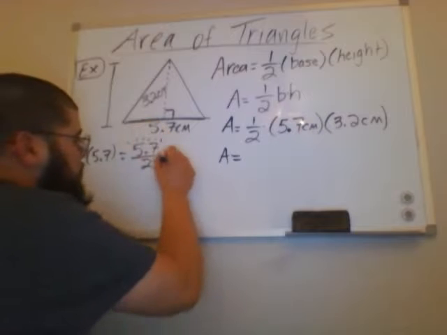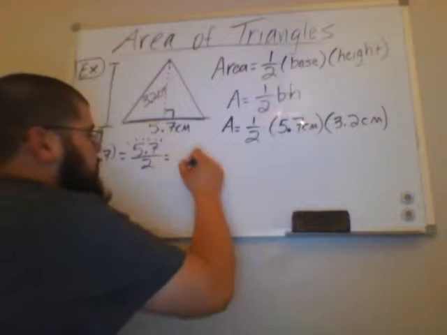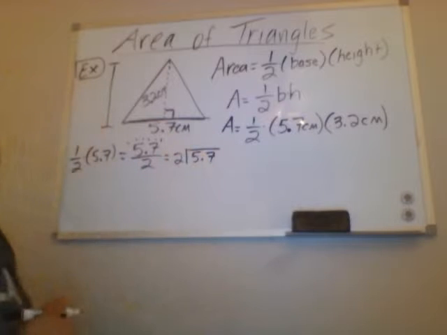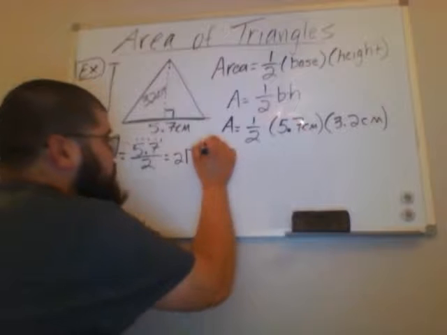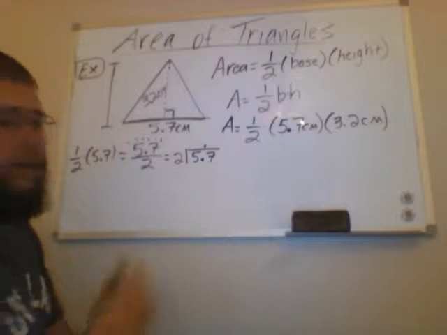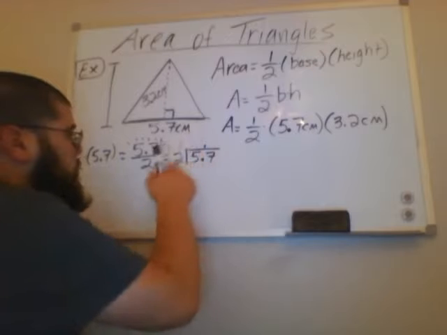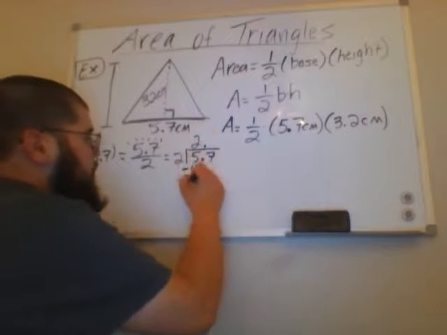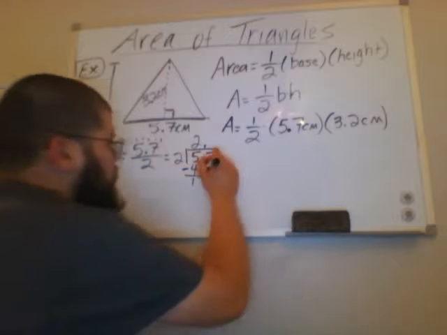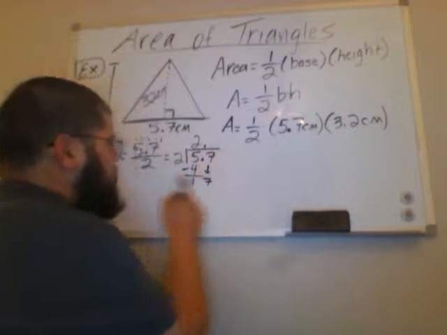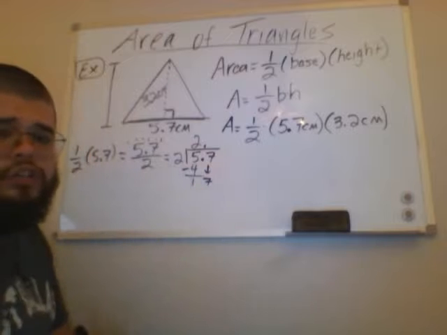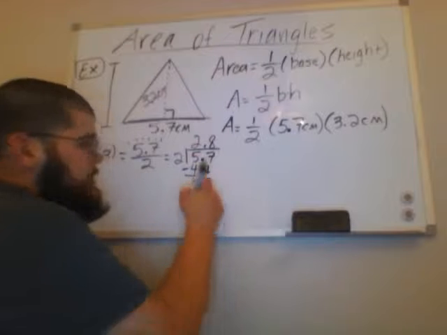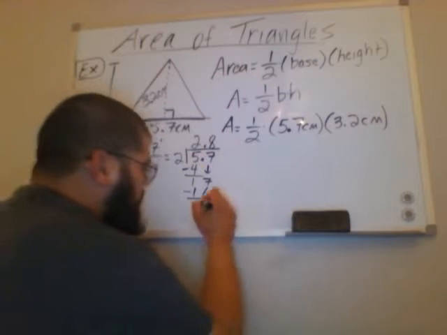5.7 is getting rained on. Where does it want to go? It wants to go on the inside. 5.7 on the inside, 2 on the outside. We're going to bring up this decimal first thing so we don't forget about it, up to the top in our quotient. 2 goes into 5 twice. 2 times 2 is 4. 5 minus 4 is 1. Bring down this 7. 2 into 17 is 8. 2 times 8 is 16. 17 minus 16 is 1.